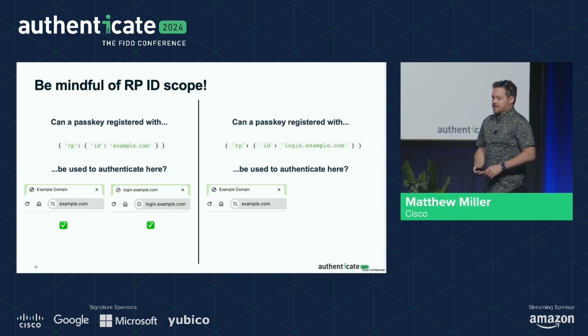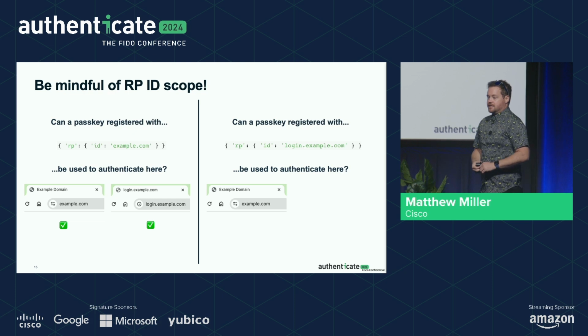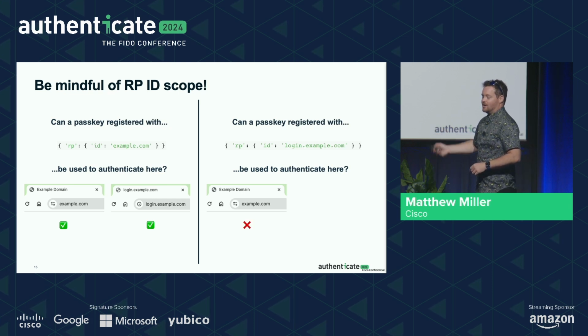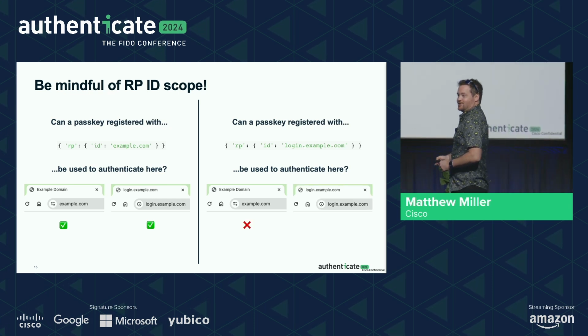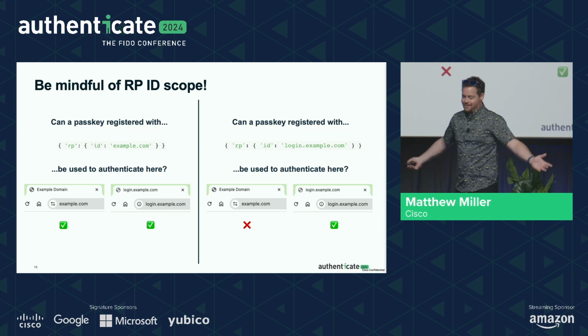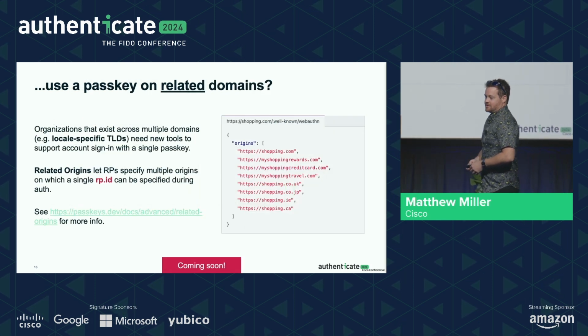Now, let's talk about login.example.com. Let's say you've scoped your passkey to that. Can a passkey scoped to login.example.com be used to sign in to example.com? I thought I was going to get you on that one. No, you cannot. Can you use it for login.example.com? Of course you can.